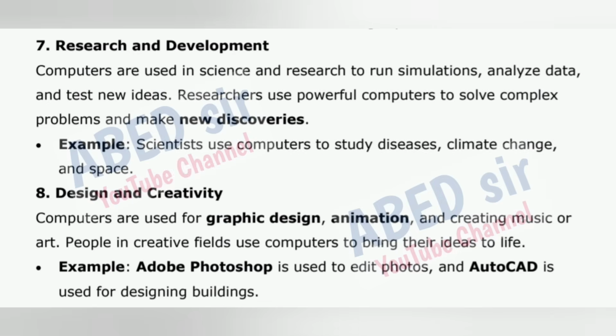7. Research and development. Computers are used in science and research to run simulations, analyze data, and test new ideas. Researchers use powerful computers to solve complex problems and make new discoveries. Example: scientists use computers to study diseases, climate change, and space. 8. Design and creativity.